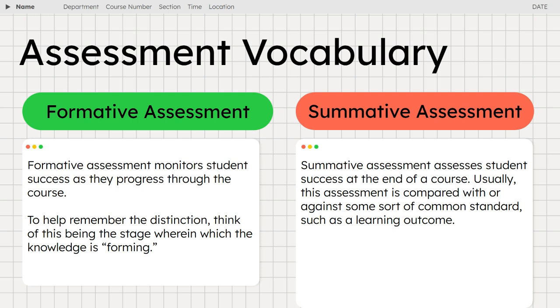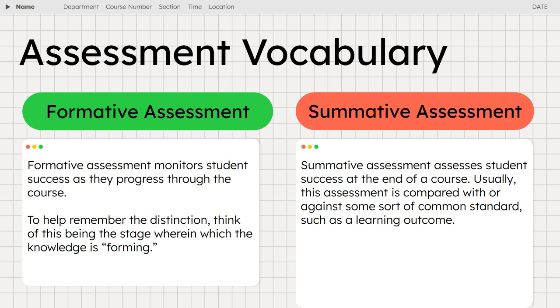And to kind of remember the distinction between formative and summative assessment, we want to think of this formative stage being where the knowledge is forming. So things are beginning to solidify in their minds, but they're not quite at that application stage yet. Or if they are, it's very foundational. Whereas a summative assessment assesses student success at the end of the course. Usually, this assessment is compared with or against some sort of common standard, like a learning outcome or a student success benchmark. So in this case, summative, we are looking at the sum of learning.